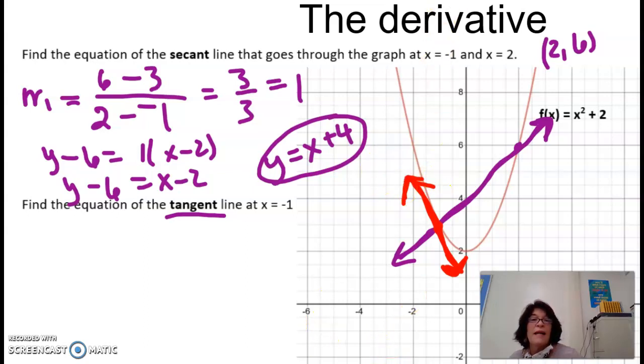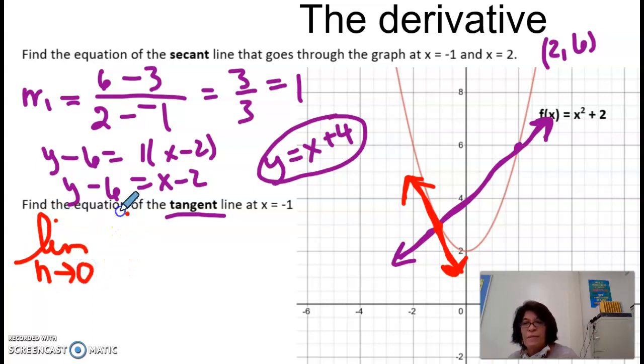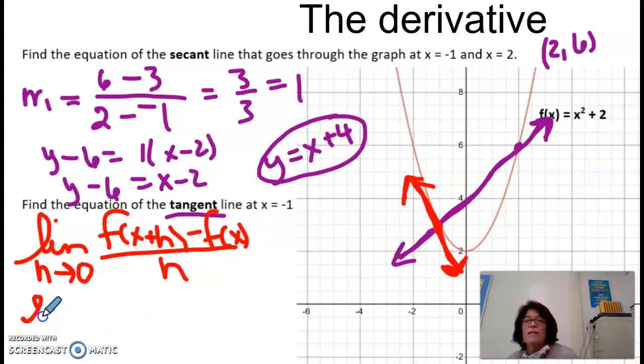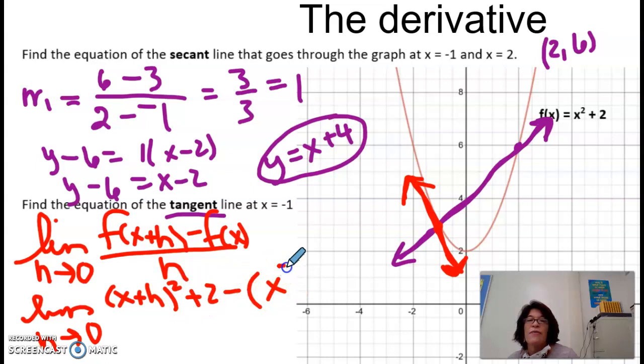Luckily, last class we learned that the slope of a tangent line is the limit as h approaches 0 of f of x plus h minus f of x, all over h. So f of x plus h means I put x plus h in for x. Instead of x squared plus 2, it's x plus h squared plus 2. Then I'm going to subtract the f function, which is x squared plus 2, and divide that by h. Okay, we're going to have to do a little algebra here.